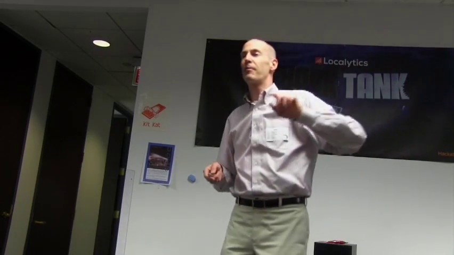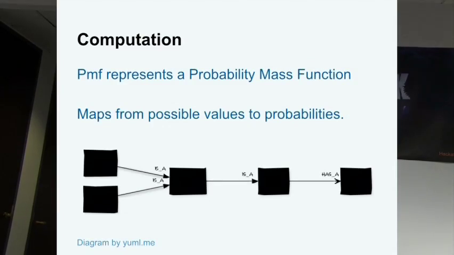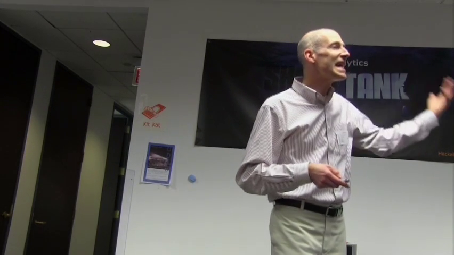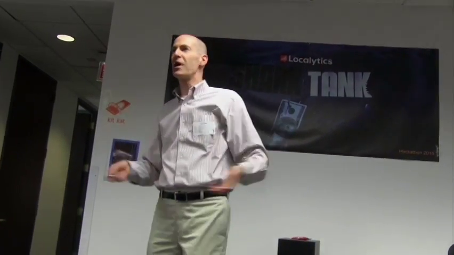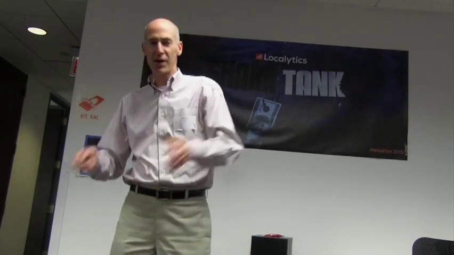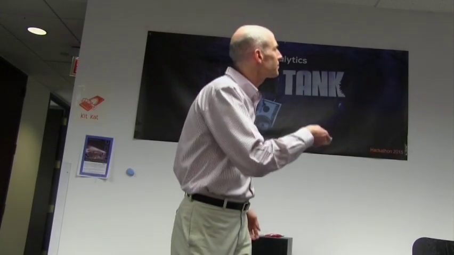The idea here is that I've taken a Python dictionary and I've wrapped it up in a class called a PMF that represents a probability mass function. If you're familiar with Python dictionaries, you can think of them as a map from a set of keys to a set of values. In this case, the keys are all the possible outcomes of an experiment, and the values are their probabilities. So this is a map from possible outcomes to probabilities.